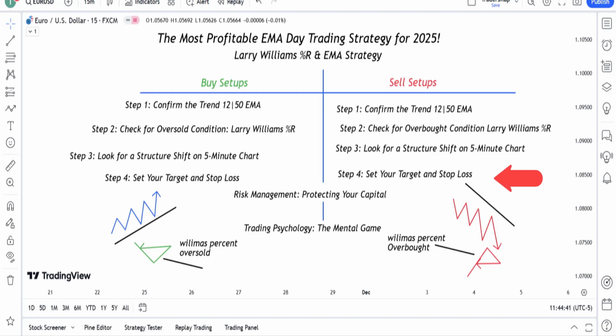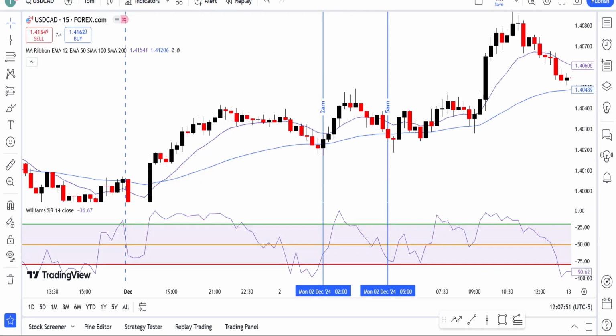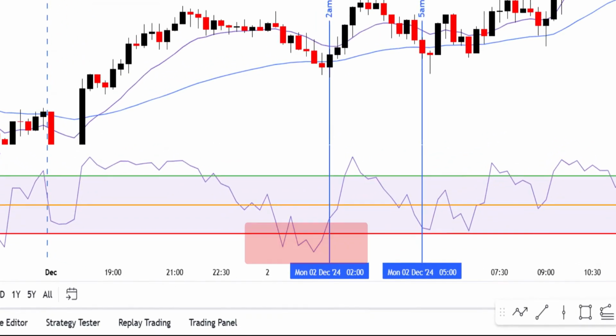Let's quickly see our example for the buy setups. Alright traders, let's dive into a live chart example on USD CAD from December 2nd at 2 a.m. New York time, which falls within the ICT London kill zone.